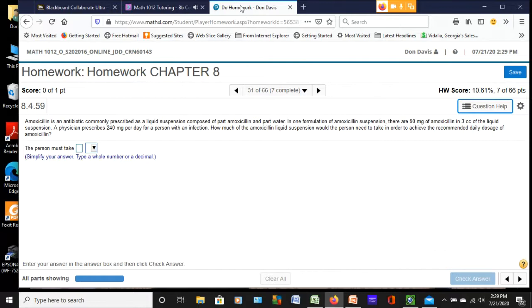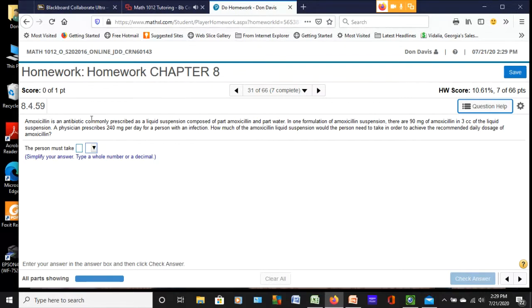And the normal dosage is 90 milligrams of amoxicillin in 3 cubic centimeters of the liquid. And a physician says this person needs to take 240 milligrams per day. How much of the liquid would you take? Okay, so the physician has written the prescription in terms of milligrams of amoxicillin, and the normal way you prepare that is you put 90 milligrams of amoxicillin into 3 cc's of the liquid. So the question then is how much liquid?